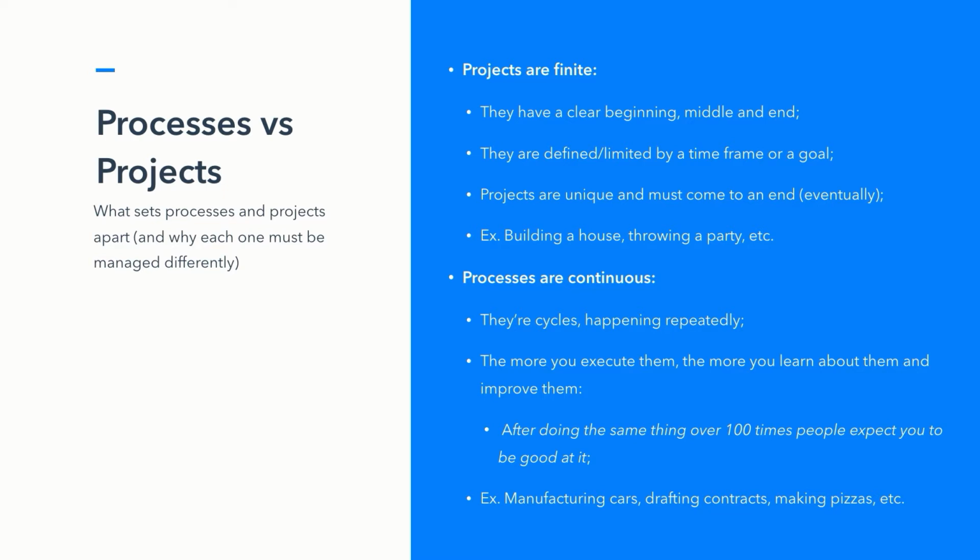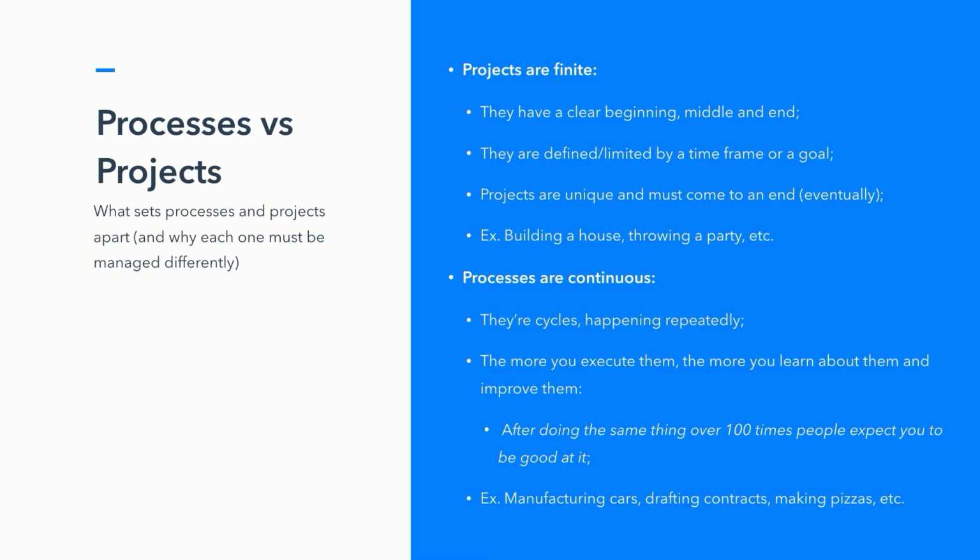Processes, on the other hand, are continuous. They are cycles happening repeatedly. The more you execute a process, the more you learn about it and improve it. After doing the same thing over 100 times, people expect you to be good at it. Some examples of processes are manufacturing cars, drafting contracts, making pizzas, etc.